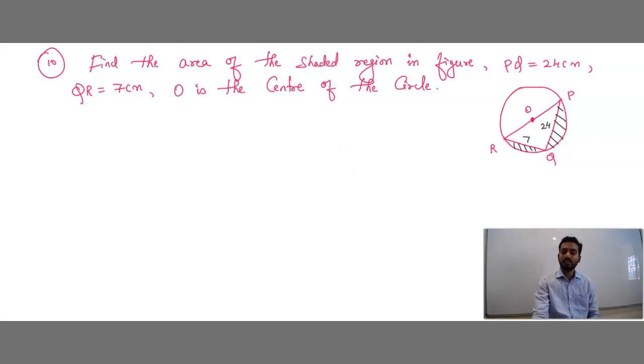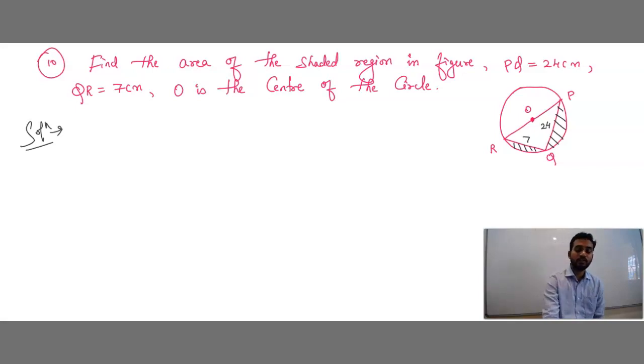Now we can see one more thing. PQ he has given 24, RQ he has given 7, but PR he has not given. Since it is PR, we can say it's a diameter, right? PQ is one side, QR is one side. We can see QR is opposite, base, and PR is the hypotenuse. Opposite and adjacent he has given, hypotenuse he has not given. It means that, as we can see here, angle Q is 90 degrees.